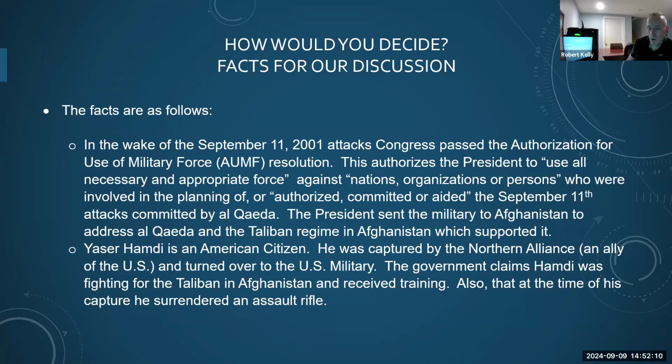So the case before us comes because a gentleman, Yasser Hamdi, is an American citizen. He's captured on the battlefield by the Northern Alliance, which is a United States ally, and he's turned over to the United States military. The government claims that Mr. Hamdi was fighting for the Taliban in Afghanistan and received training there, and also that at the time of his capture, he surrendered and he had an assault rifle.